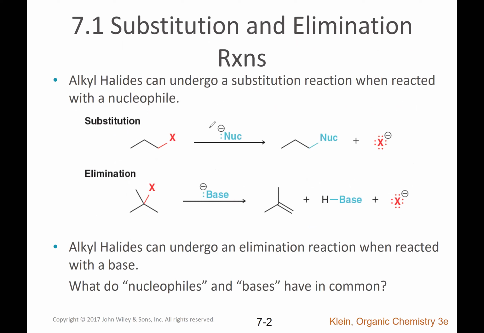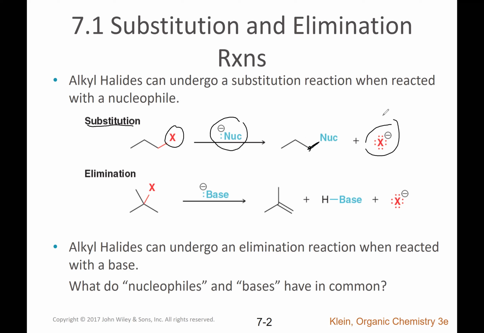There are two types of reactions that are the focus of this chapter. One's a substitution, where a nucleophile replaces a leaving group. Okay? So in the product, the nucleophile is now bonded to the carbon, and the leaving group has been displaced. That's a substitution or a replacement.